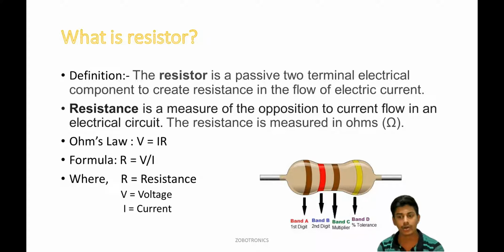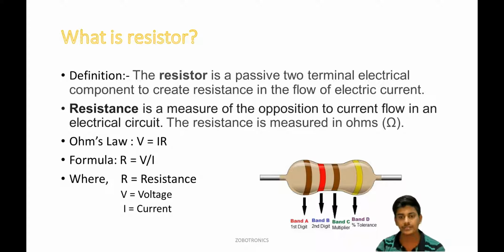What is Ohm's law? Ohm's law is V equals IR, where V is voltage, I is current, and R is resistance. So for resistance, we can write it as R equals V upon I, where R equals resistance, V is voltage, and I is current.